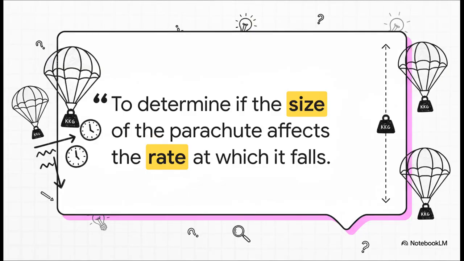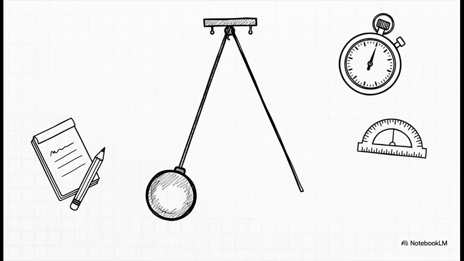So, the goal is to determine if the size of the parachute affects the rate at which it falls. What's the one thing we are intentionally changing? The size of the parachute. That's our independent variable. And what are we measuring? How fast it falls. That's our dependent variable. Simple, right? To make it fair, we'd have to control things like the weight we attach and the height we drop it from.